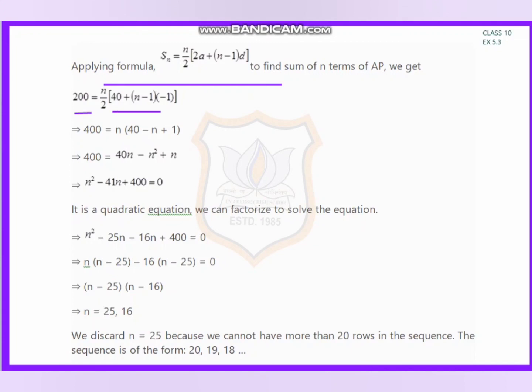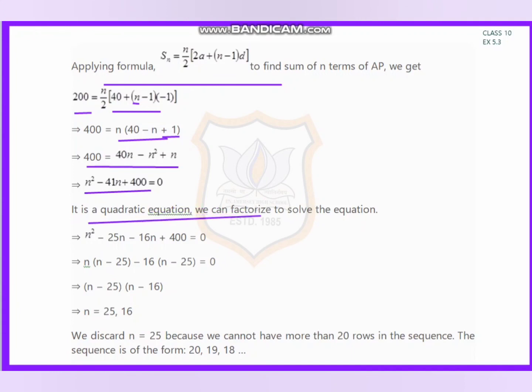First of all, we have to solve this. Minus 1 is multiplied with n and minus 1 is multiplied with minus 1, so we get plus 1. Then n is multiplied with 40, with minus n, and with 1. So we get 400 equals 40n minus n square plus n. Now we have the quadratic equation n square minus 41n plus 400 equals 0.